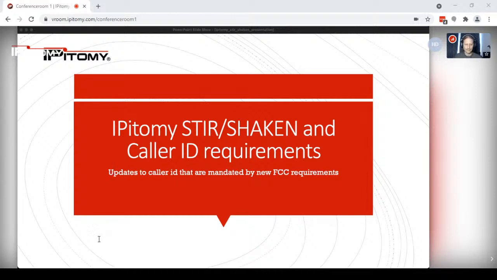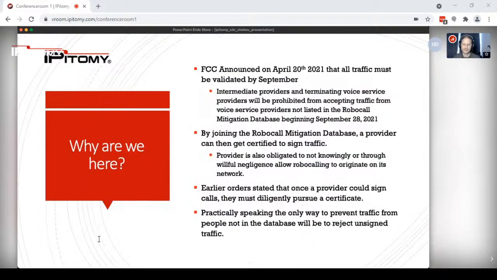So moving on, all right. I'm not going to go over the whole history of Stir Shaken. Stir Shaken is just a set of protocols that dictate how we are verifying the identity of who's sending a call, essentially. There was a recent announcement that sped up the process on April 20th of this year.